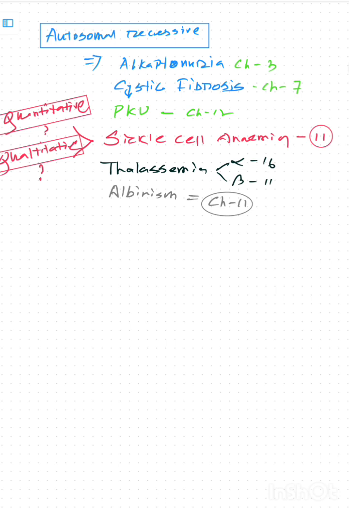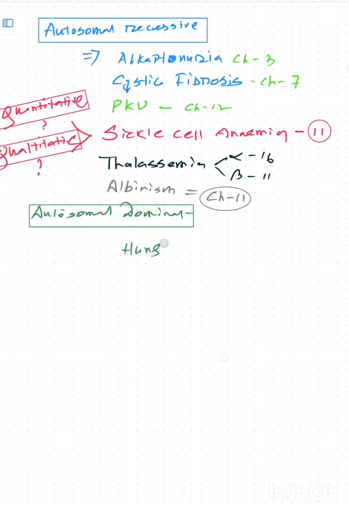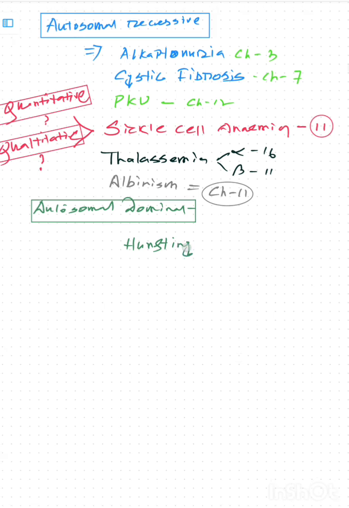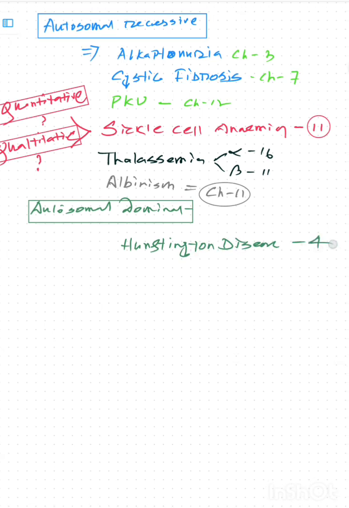Now in the case of autosomal dominant disorders, let me write autosomal dominant disorder. I have taken only two. One is Huntington's disease. It may be, I think, chromosome number 4 that will be affected.